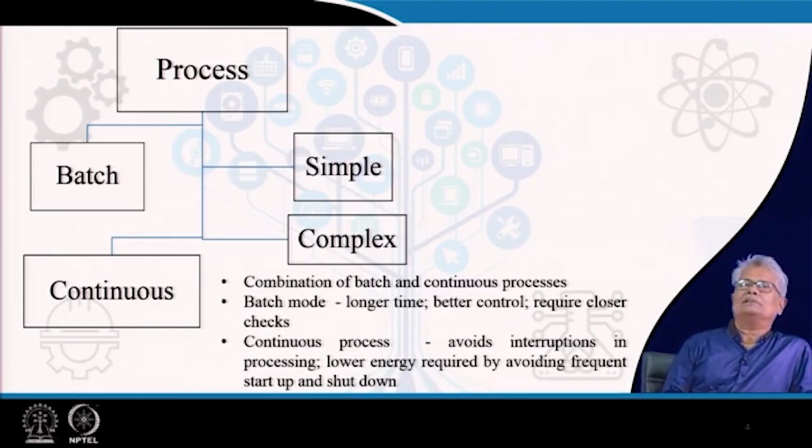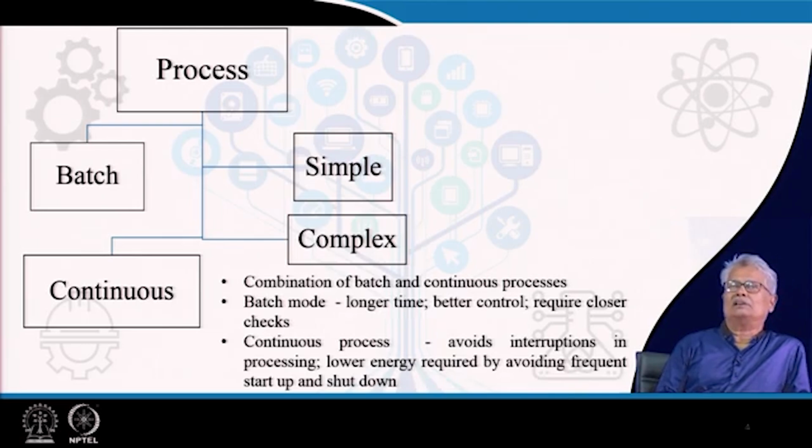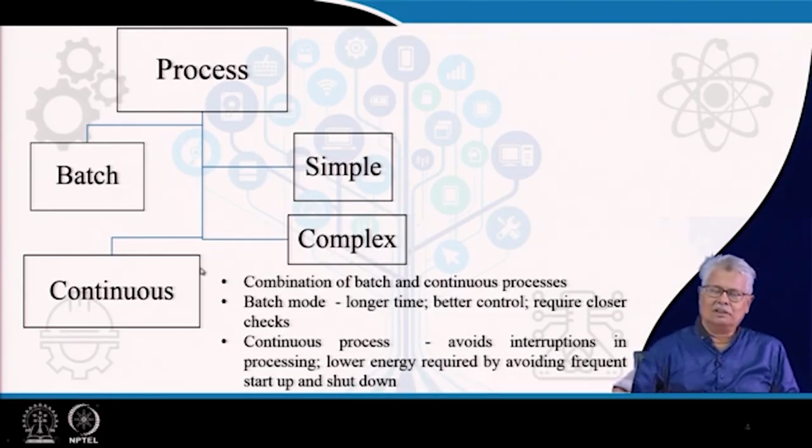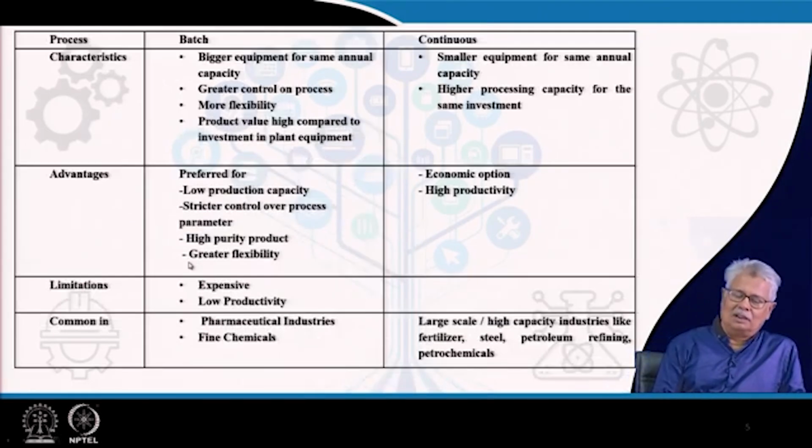And there is one more demerit which is written in the slide itself. That means, since you do not have many shutdowns and startups in case of continuous processing, your energy requirement, which is spent a lot in the startup and shutdowns, is going to be much less in case of continuous processes, and it's going to be higher in case of batch. So with this, we look at basically the characteristics, advantages, limitations, and what are common in the batch and continuous things.